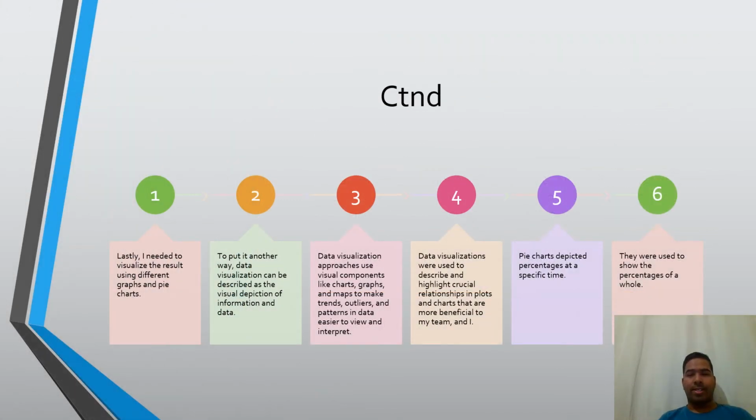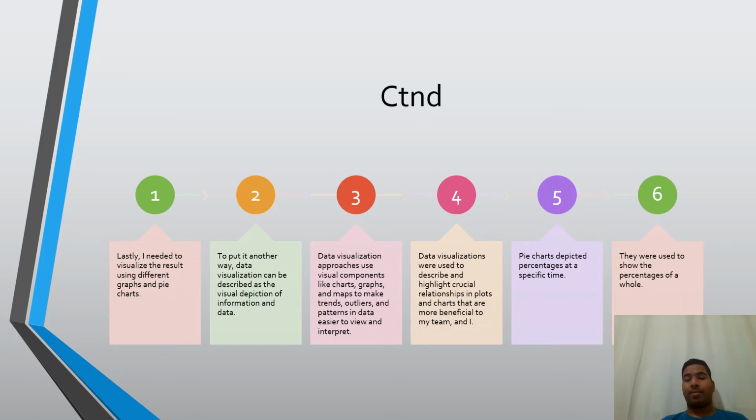Moving on to the next slide, lastly, I needed to visualize the results using different graphs and pie charts. To put it another way, data visualization can be described as the visual depiction of information and data. Data visualization uses visual components like charts, graphs, and maps to make trends, outliers, and patterns in data easier to view and interpret. The visualizations we used highlight crucial relationships in plots and charts that were more beneficial to my team and me.